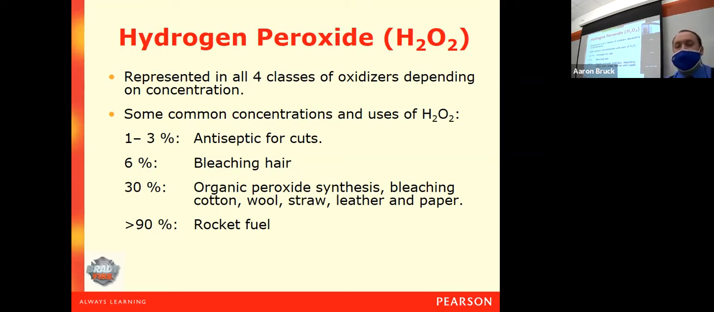At greater than 90% level, this is again what I was talking about. You can find this used as a propulsion agent. This is your rocket fuel. And it makes a pretty good rocket fuel because at that concentration, it's in the liquid phase. We can compress it pretty easily, store it at relatively low temperatures, and it'll survive outer space.